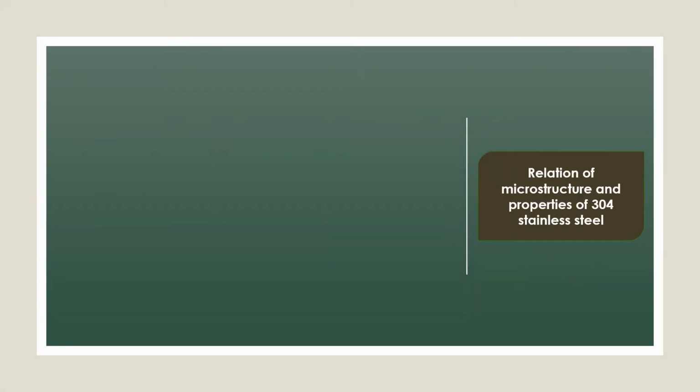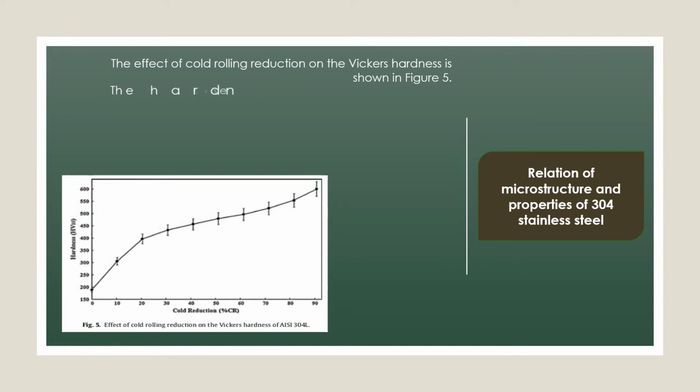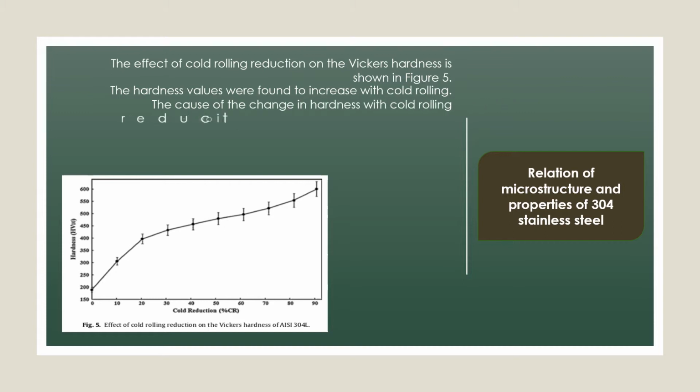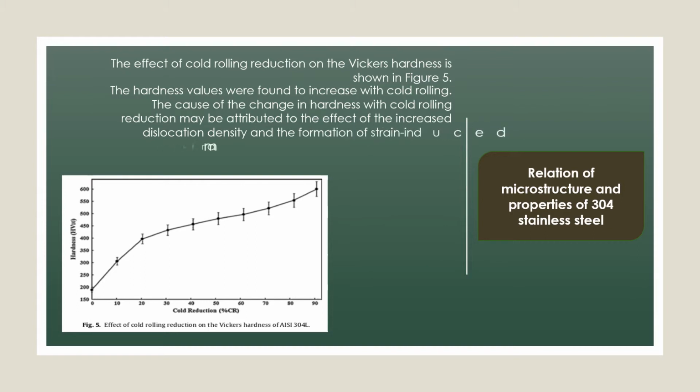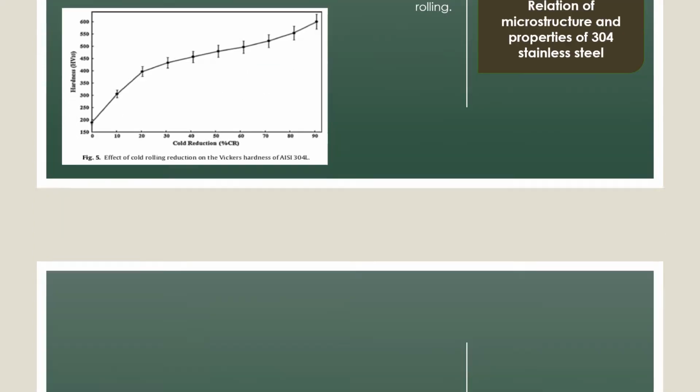Next, we proceed with the relation of microstructure and properties of 304 stainless steel. The effect of cold rolling reduction on the Vickers hardness is shown in figure 5. The hardness values were found to increase with cold rolling. The cause of this change in hardness with cold rolling reduction may be attributed to the effect of the increased dislocation density and the formation of strain-induced martensite introduced by cold deformation. The Vickers hardness increased from 200 to 600 due to the applied cold rolling.